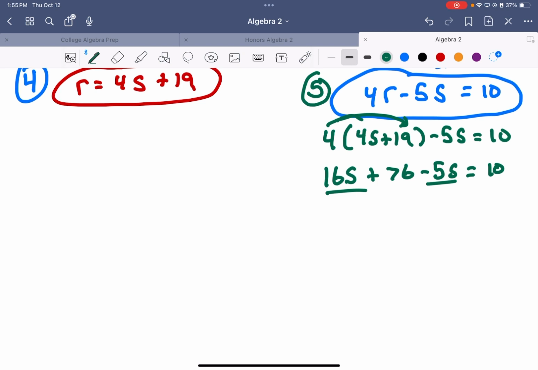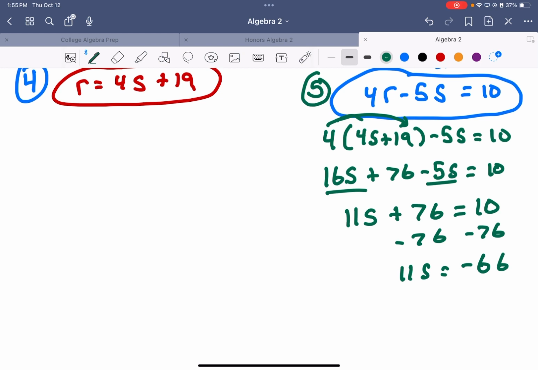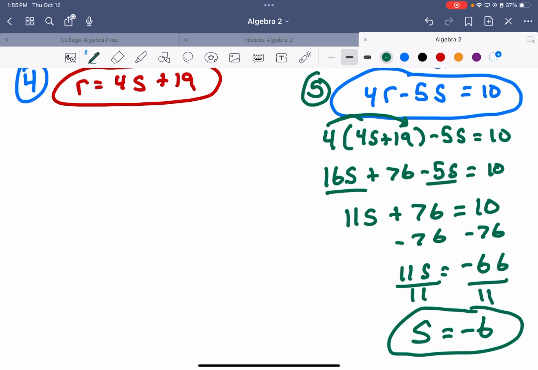That's 11s plus 76 equals 10. Now what? Very good. Subtract 76. 11s equals, that's negative 66. Nice. Divide by 11. So s is equal to negative 6. So now I know my value of s. My value of s is negative 6.